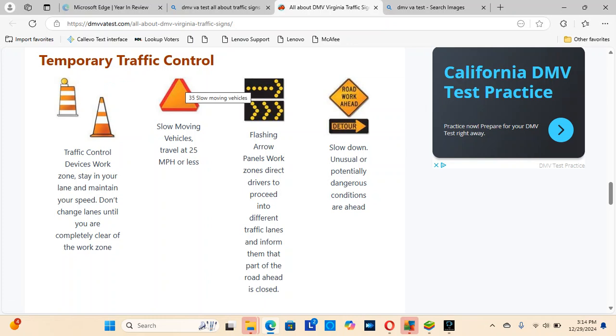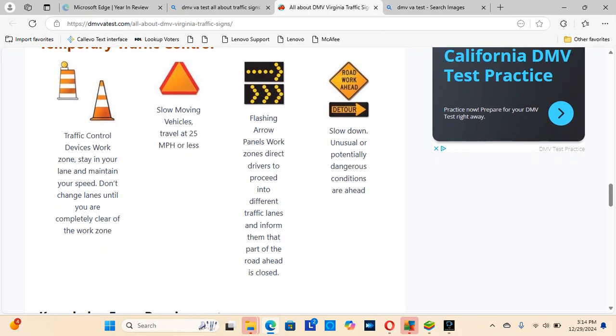When you see this orange triangle, that means you cannot travel more than 25 miles an hour going through a work zone. When you see flashing arrows like this or panels, it usually means that there's going to be a shoulder closed or a lane closed, and you have to make preparations to move over either to the right or to the left, and be prepared to shift lanes.